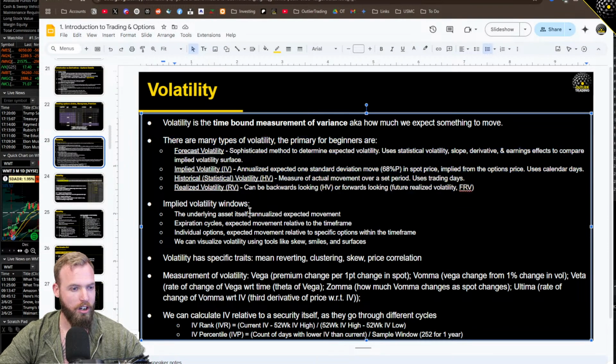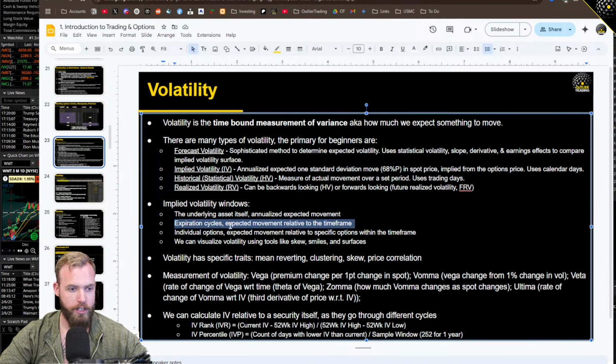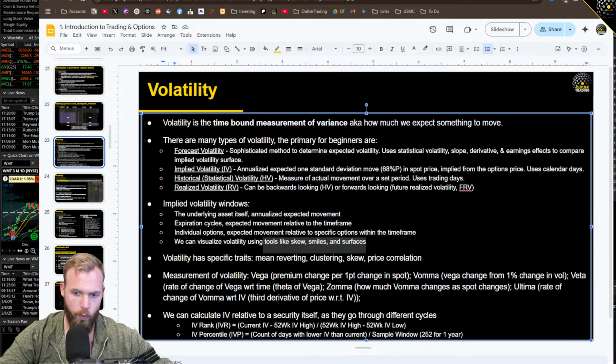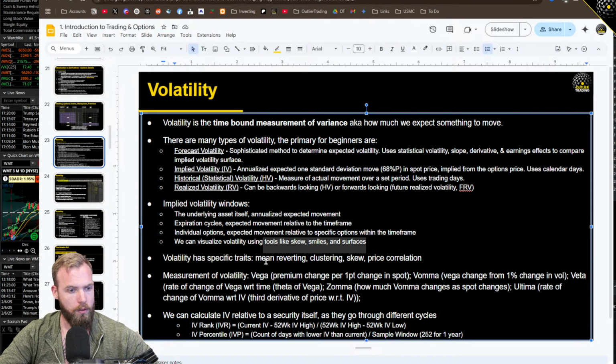So we just talked about how implied volatility has various windows. We can look at it for different expiration cycles. We can literally calculate it relevant to any specific time frame. Now, we need to talk about different ways we can visualize volatility, and there are a handful that will be pertinent to you. We can look at it in terms of skew. We can look at it in terms of smiles. We can create a volatility surface. These are different modalities for us to visualize volatility. So first, let's tackle skew.